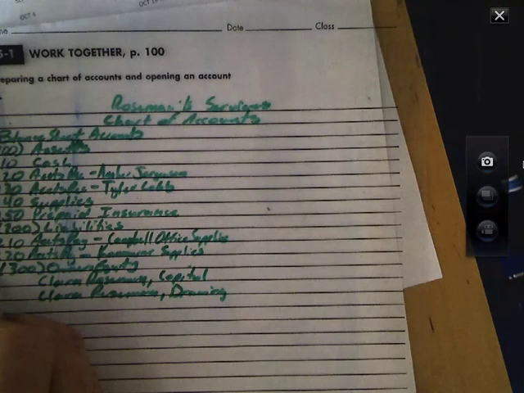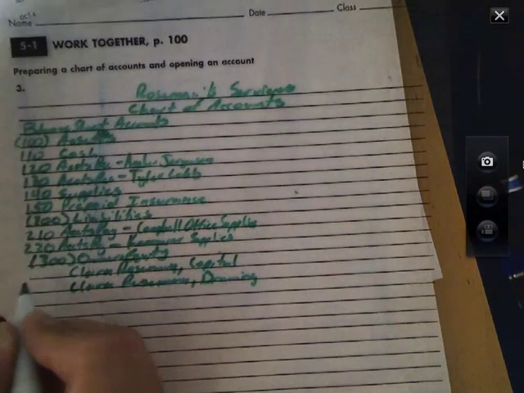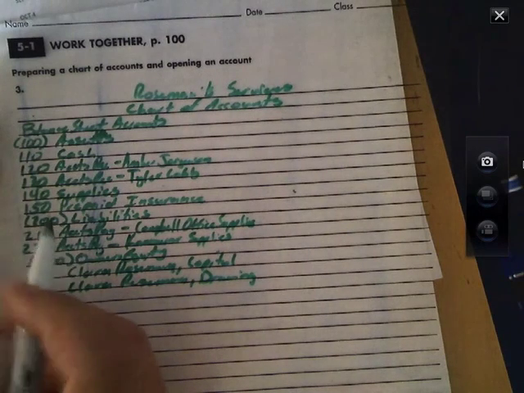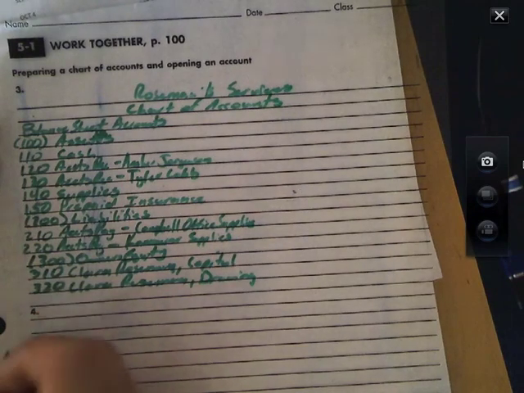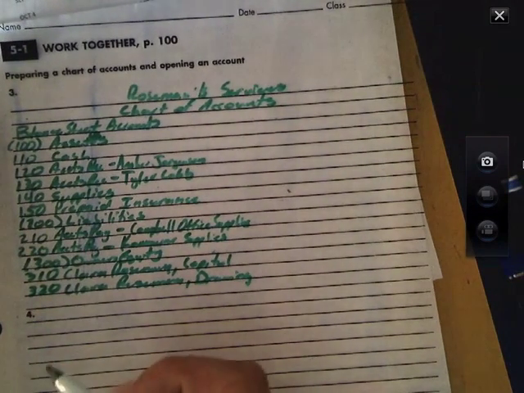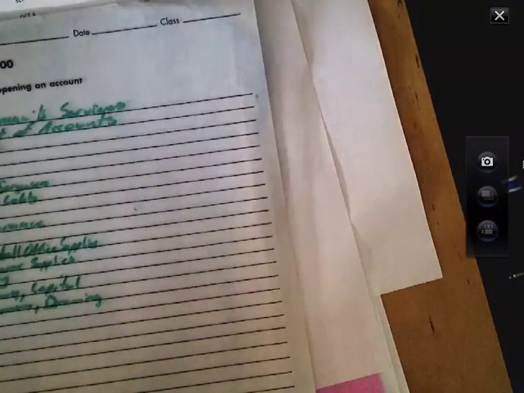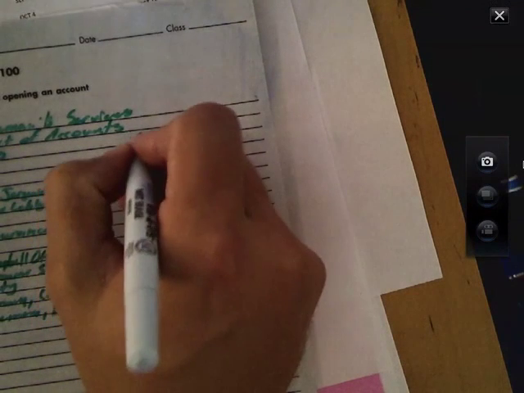What are the actual numbers you suppose? Well, let's look. We did assets are 100, 110, 120. Okay, 320. There you go. Yep, those are the account numbers. We'll get to that. All right, on the other side of the chart of accounts are the income statement accounts.